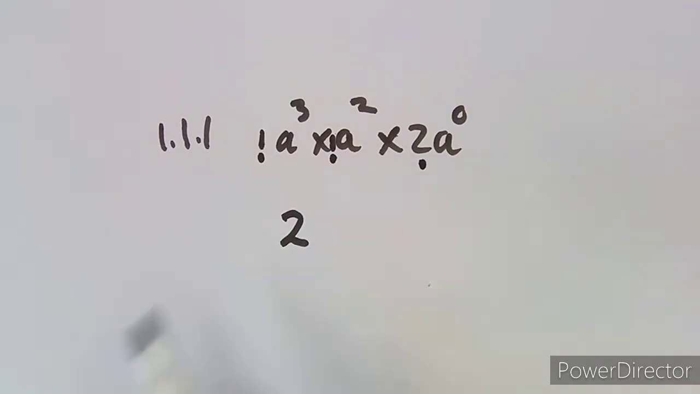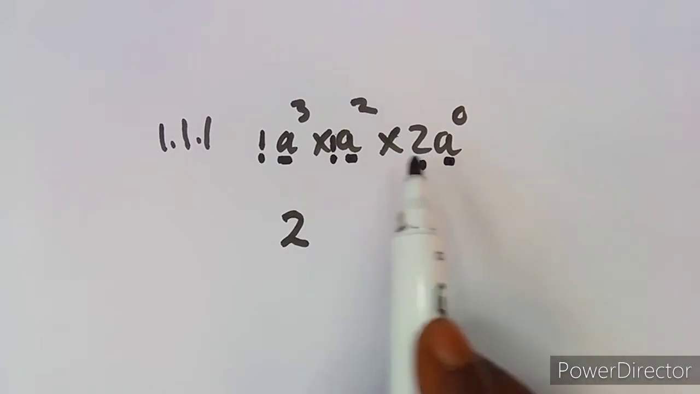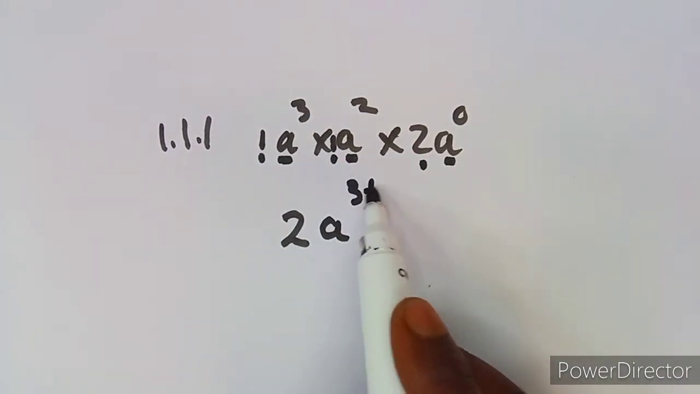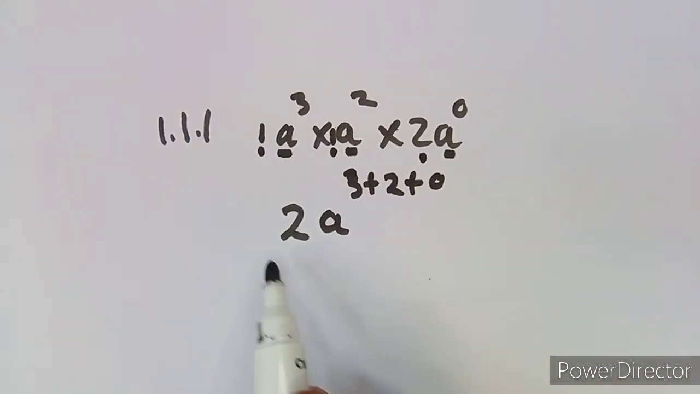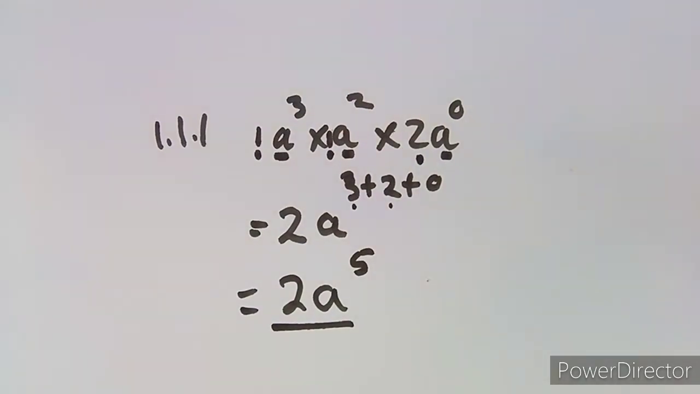All right, then you move on to this part with the a. The bases are the same, you're multiplying, so you're going to add the exponents. So you add 3 plus 2 plus 0. As you can see, you're going to obtain 2a to the exponent of 3 plus 2, which is 5, plus 0, which is 5. So our answer is going to be 2a to the exponent of 5. So like I said, guys, there are so many ways. It's not like this is the only option that you could have used. There are so many ways that you could have applied there.